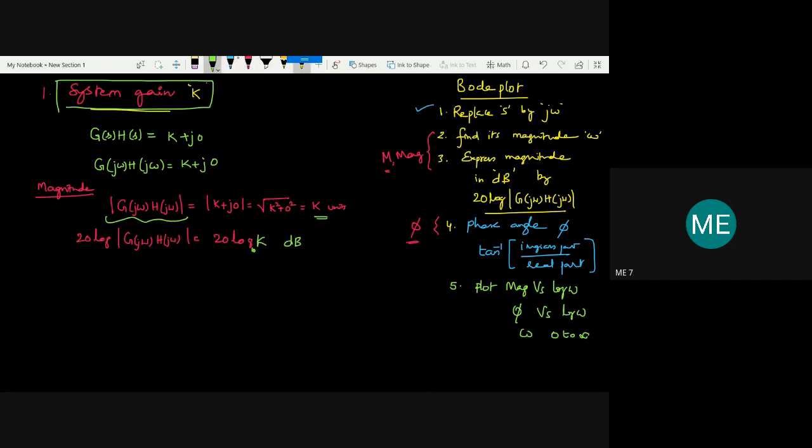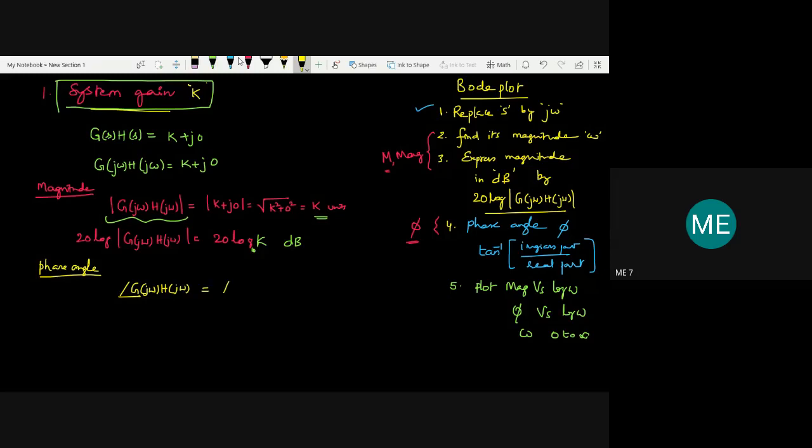That third step is over. Now I need to calculate the phase angle. Next calculation is phase angle. So how to calculate the phase angle? That is angle of G(jω)H(jω).